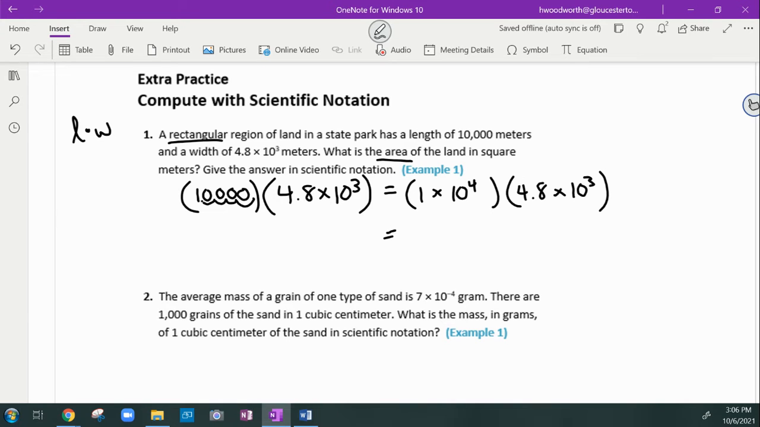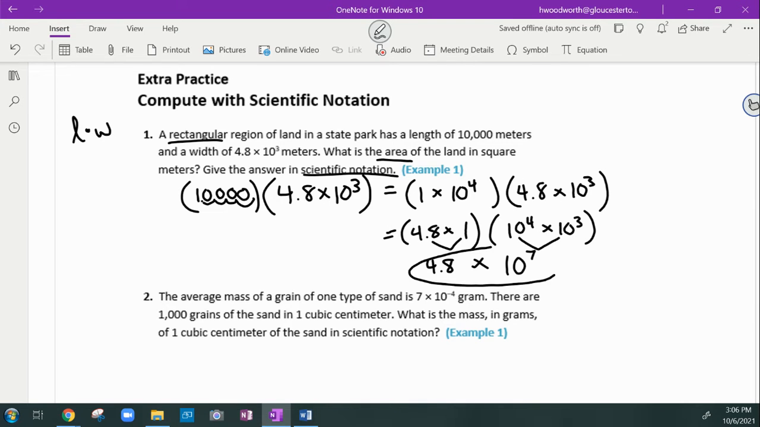Now, when we're multiplying, you look at your rules. You can use commutative and associative, so it's going to be 4.8 times 1, and I group my powers of 10. I can just multiply by 1, so that's 4.8. And then when I do my powers, it's the product of powers property, so let's add the exponents, which gives us 7. All right, so there we go. It says write our answer in scientific notation, and we have it.